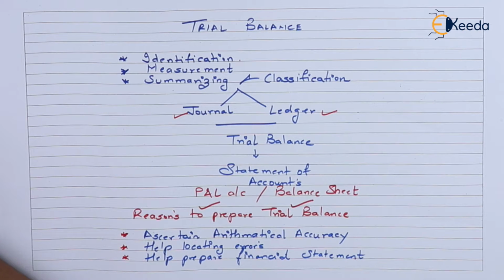To ascertain the arithmetical accuracy of any transaction that we have recorded either in the journal or in the ledger, and to understand whether the balances mentioned in the ledger are correct and accurate, we process this trial balance statement. It helps us understand that all these ledgers and journal entries have been passed correctly.